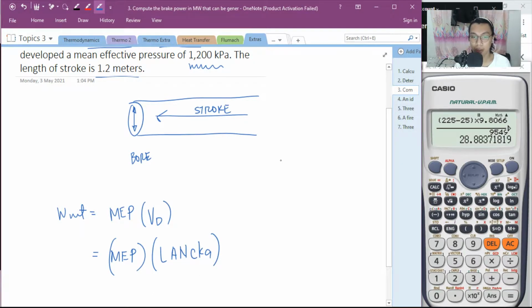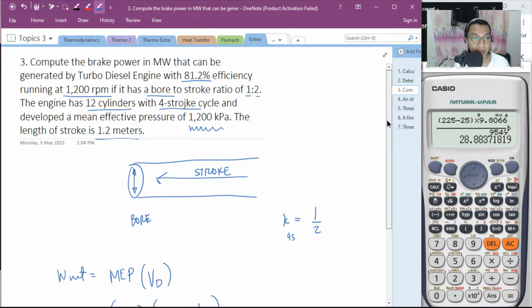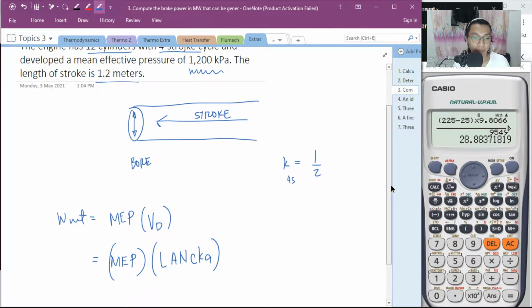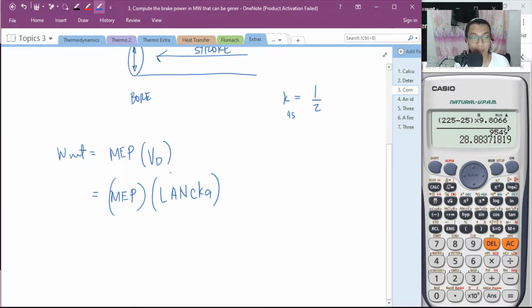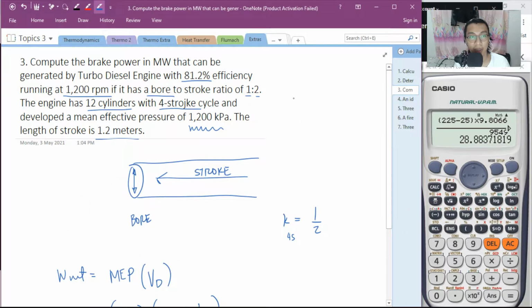Recall natin that K, kapag 2-stroke, 1. Kapag 4-stroke, 1/2. Lagay mo dito 4-stroke. Ayan, ilang cylinder ang binigay sa'yo dyan? 12. Number of acting, single lang yan kapag hindi sinabi. Pwede na yan. Masasolve na natin yung work net. Pero ang hinahanap kasi natin dito is the brake power.